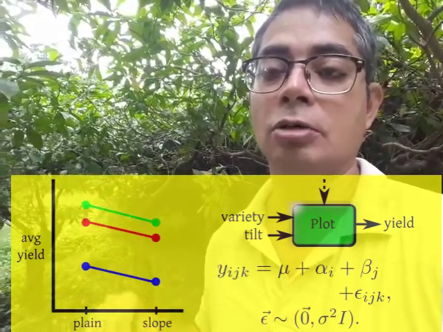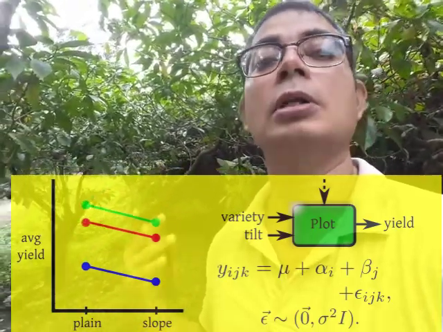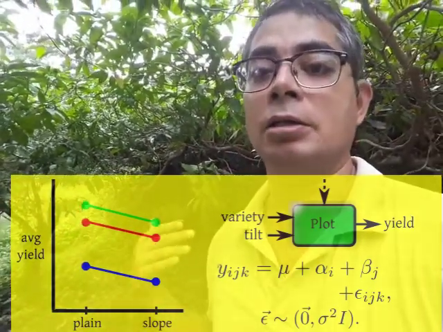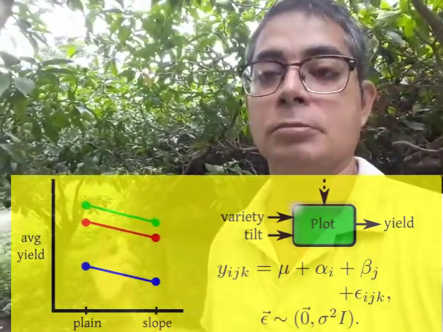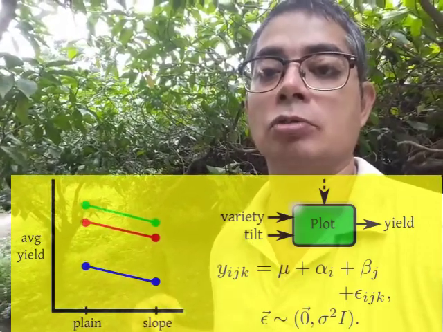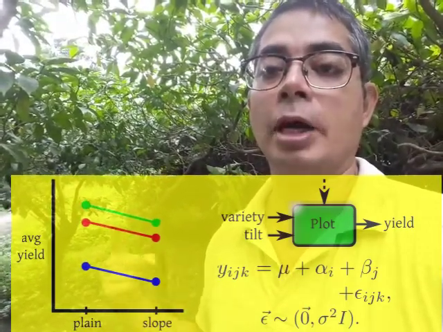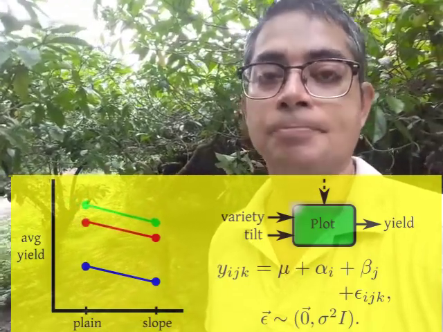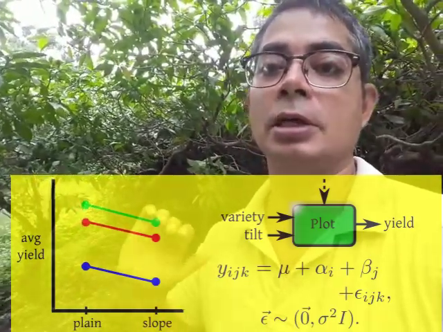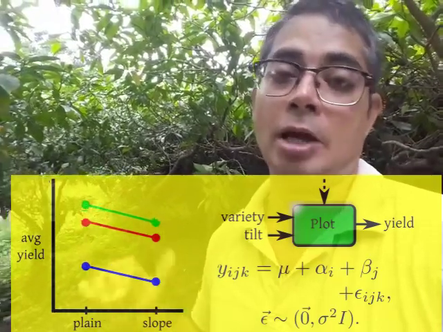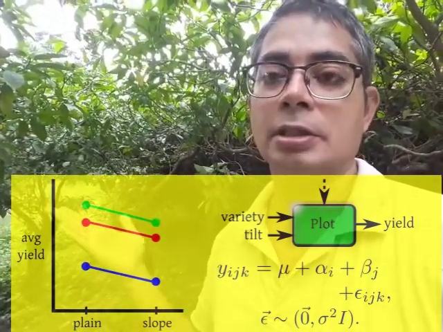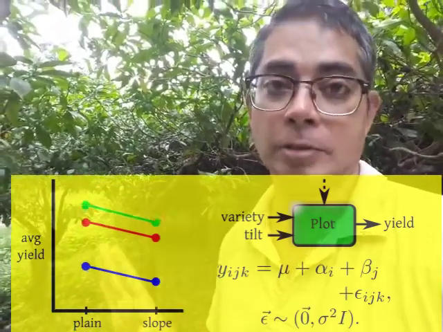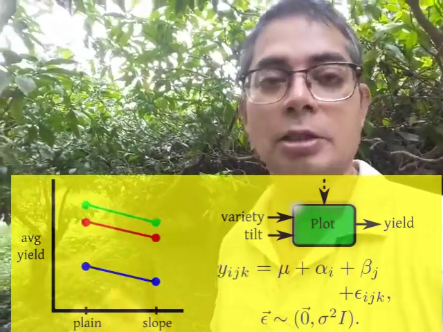The height of this red dot was the average yield for all the plots that had variety 1 and tilt equal to plain. Similarly, variety 1, tilt equal to slope, and then we added this line just for visual clarity. We similarly created the profiles, or as R calls them, traces, and we found that these were parallel. We found that they were parallel for that data set.